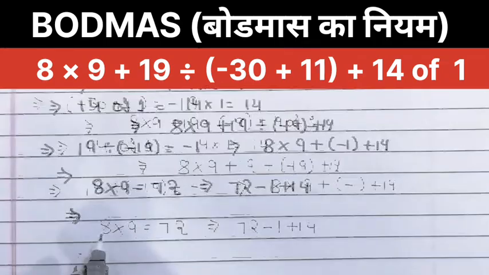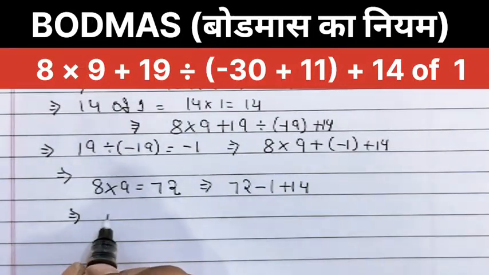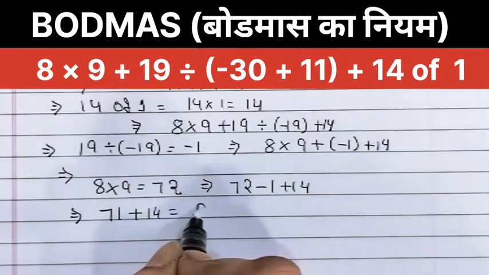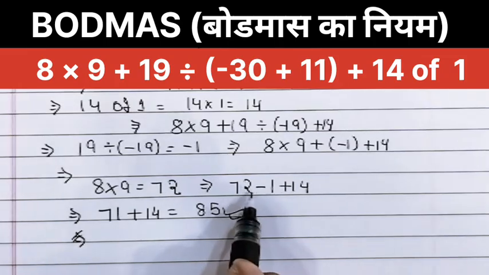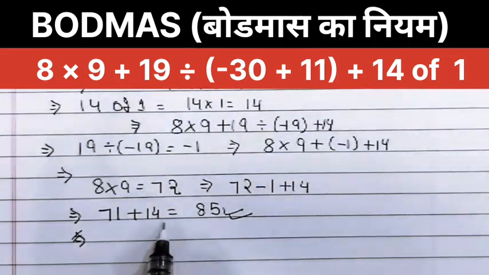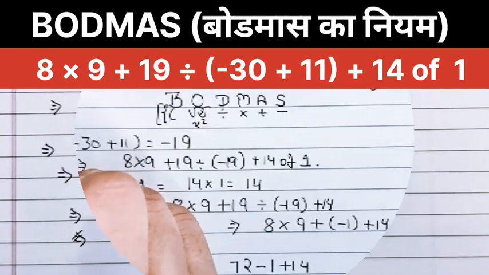Now the final step, finally perform the remaining operations from left to right. According to this step, 72 minus 1 we get 71. Then adding the 14 completes the sequence. 71 plus 14 is equal to 85. Now the final answer is 85.